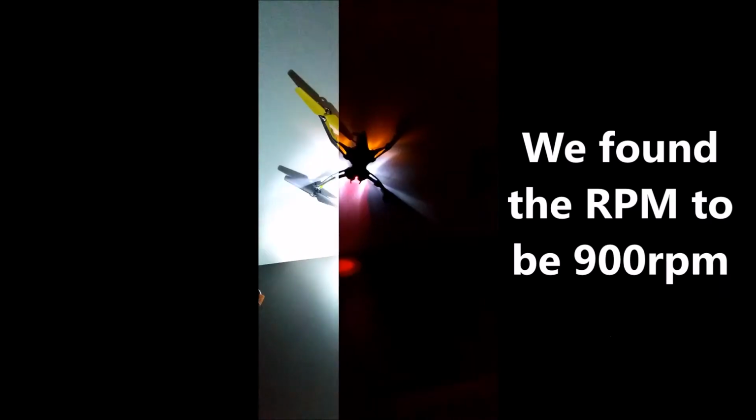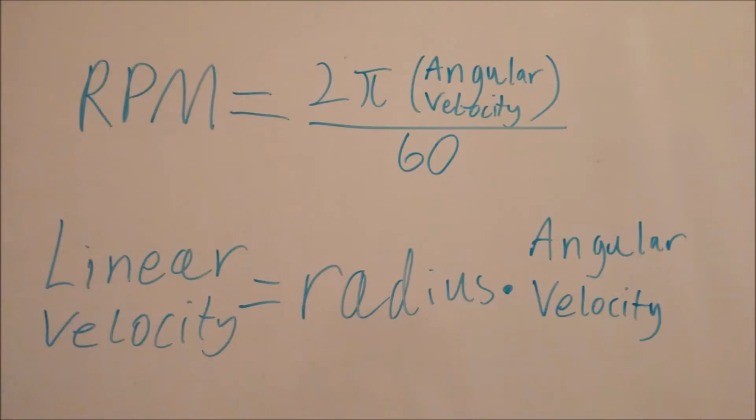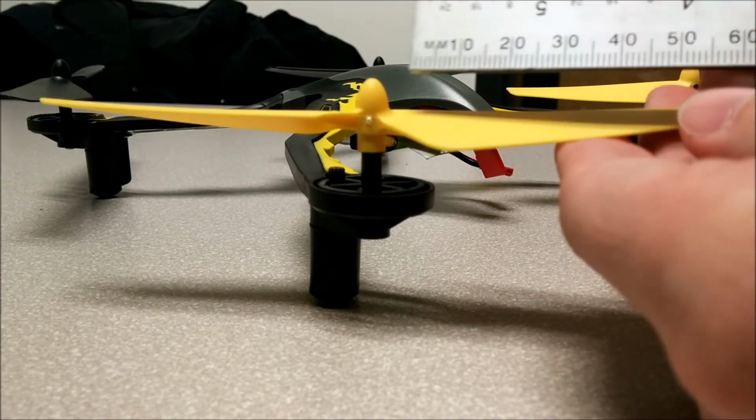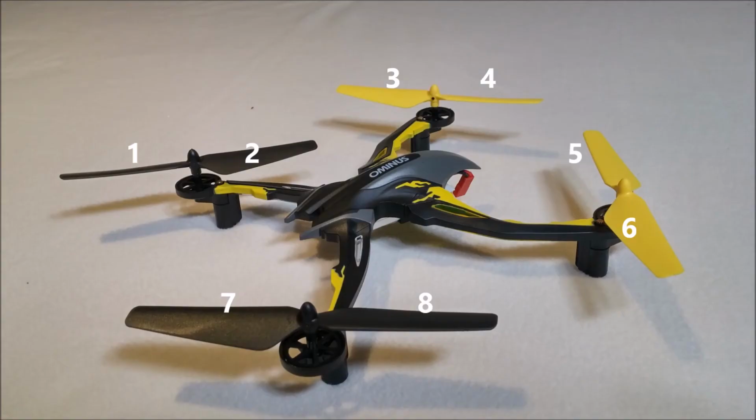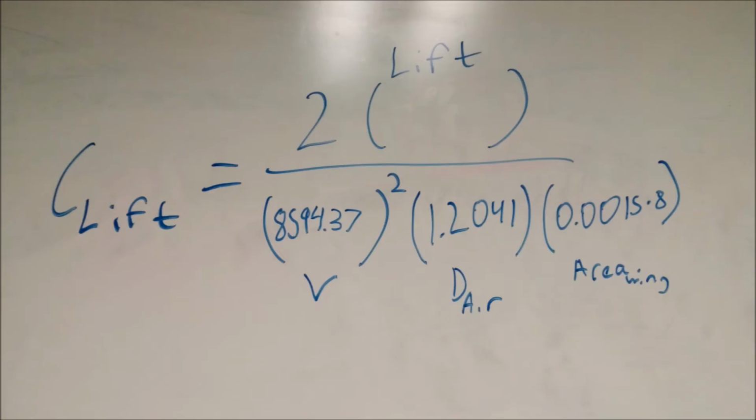Using strobe lights, we can find the revolutions per minute of the propeller. We can use these two equations to convert the RPM to linear velocity. So we can find that the surface area for one blade is 0.0015 meters squared. But remember that on our drone, there are 8 total blades. So we have to multiply this area by 8. But now we're only missing one final variable, the total force of lift for our drone.